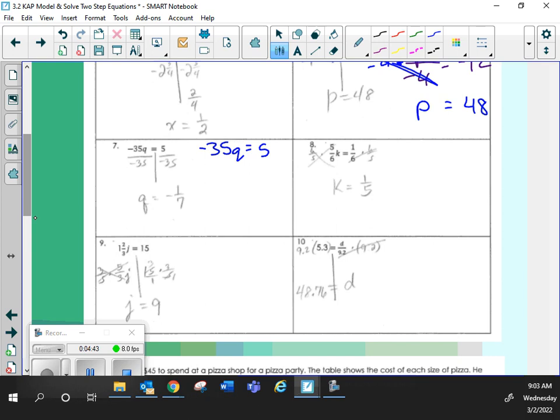So in my head, I'm already thinking it's probably some sort of decimal or fraction. Okay, but still going back to those questions we ask ourselves every single time, what operation do we see happening with our variable? Multiplication, we undo it with division. So I'm going to divide both sides, and I always use a fraction bar. I'm going to divide both sides by negative 35.